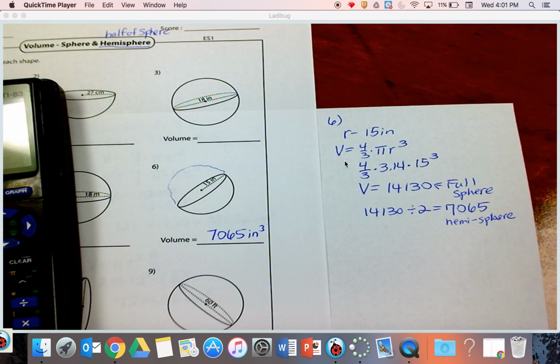That's how you find the volume of a sphere and a hemisphere. So use these to help you solve your questions.